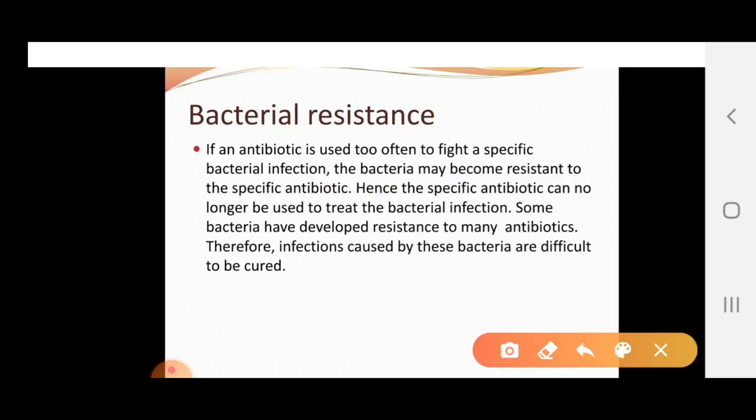So if we use it again and again, because of the resistance built in, the bacteria will survive. Therefore, the bacterial disease will not be cured. That is what is given here. If an antibiotic is used too often to fight a specific bacterial infection, the bacteria may become resistant to the specific antibiotic. Hence, the specific antibiotic can no longer be used to treat the bacterial infection. Some bacteria will develop resistance to the antibiotics, so it will be difficult to cure.